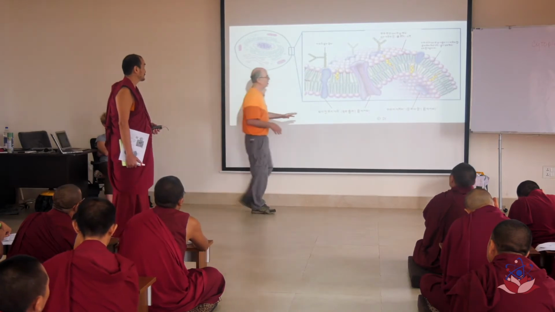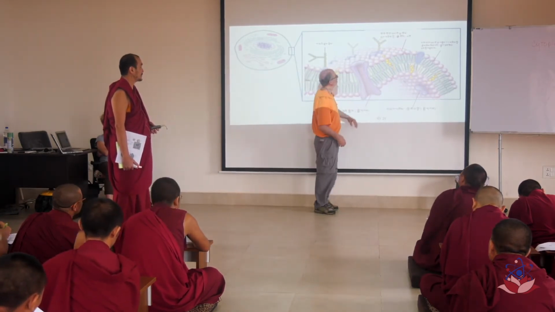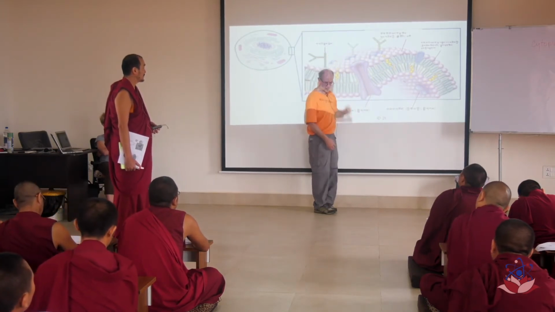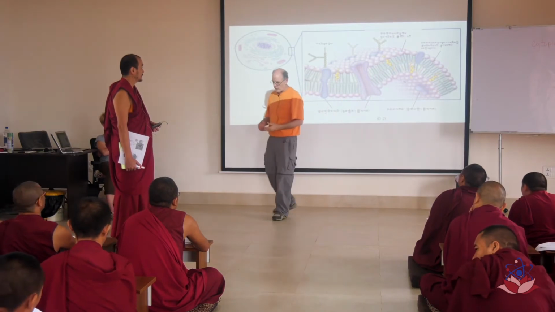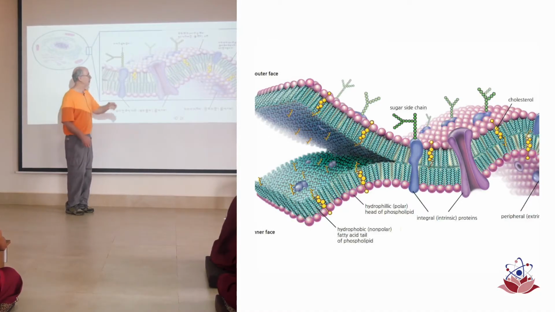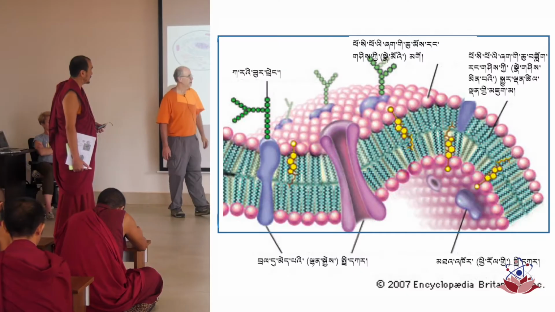So let's say that this is the inside of a cell. And this is the outside of a cell. There are cells in the body that communicate with other cells by having just protein, what we call receptors, on the outside.